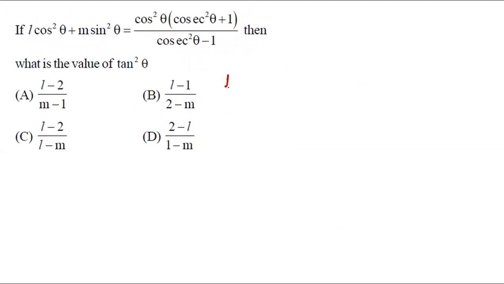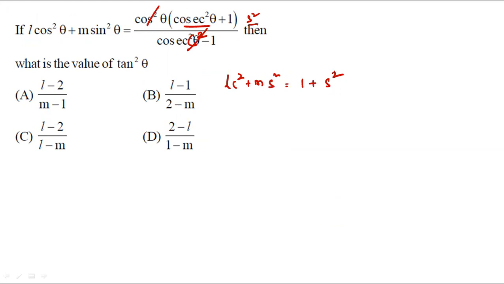L cos theta plus m sin theta. So L cos square theta plus m sin square theta is equal to, see, 1 minus cosecant square is? Cosecant square minus 1 is? Obviously cot square. Yes or no? Cosecant square minus 1 is cot square. Cot square is nothing but cos square by sine square. Cos square cancels. Sine square into cosecant square is 1 plus sine square.